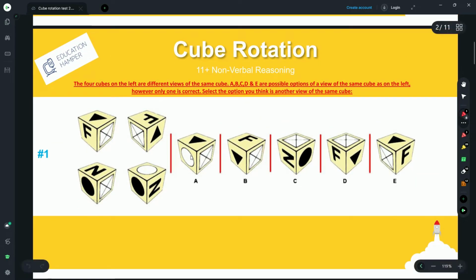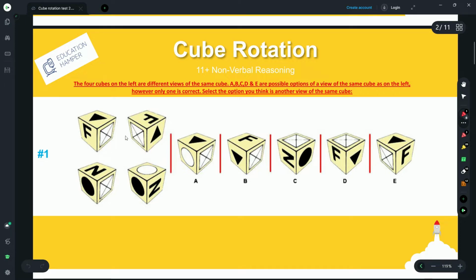Question 1. In terms of a summary of what we're trying to do here, the 4 cubes on the left are different views of the same cube. So we have the cube with various patterns on them. A, B, C, D, and E are possible options of a view of the cube as on the left, but a side that we can't see. However, only one of these is correct, and we just need to figure out which one that is. So we'll run through it and we'll select the option that best suits this. As with most of these exercises, please pause the video, have a go yourself, and then play it again and we can run through the solution.